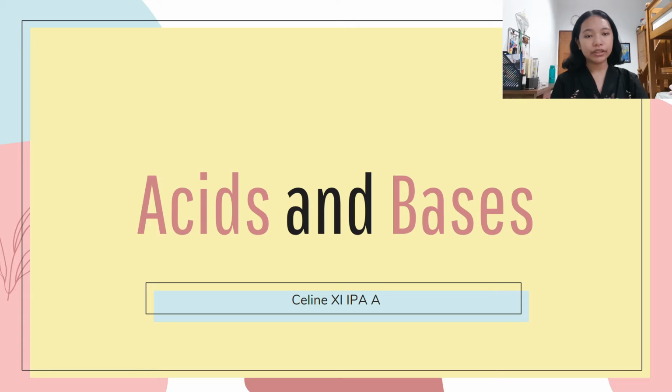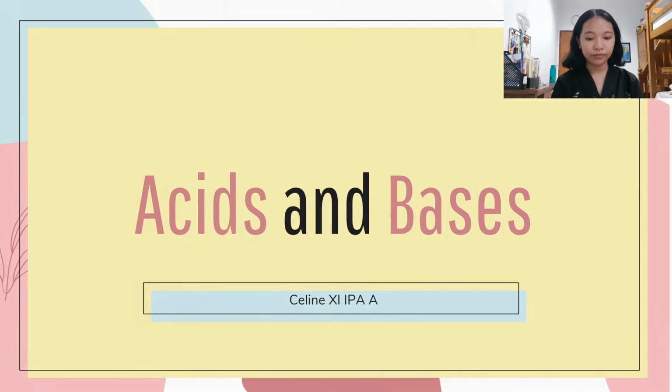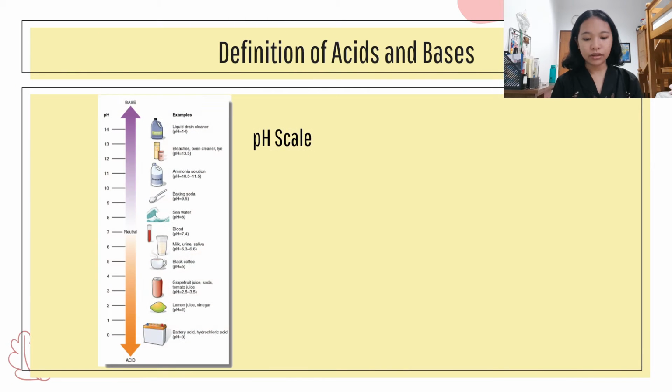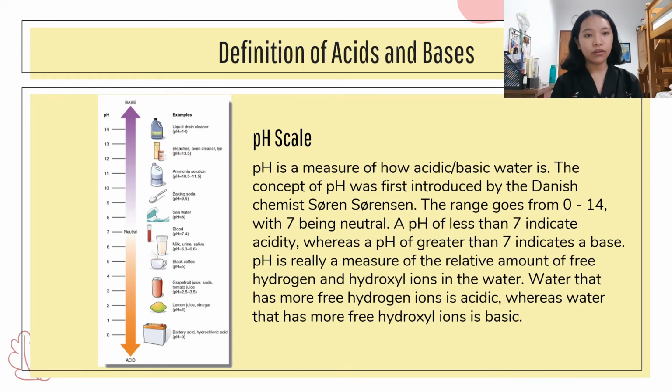Today we're going to be discussing a topic we have previously learned in chemistry, which is acids and bases. Okay, let's get started on the basics of acids and bases, which is its definition. So, as we all know, acids and bases is measured by pH. pH is the abbreviation of power of hydrogen. So, this is an example of a pH scale.